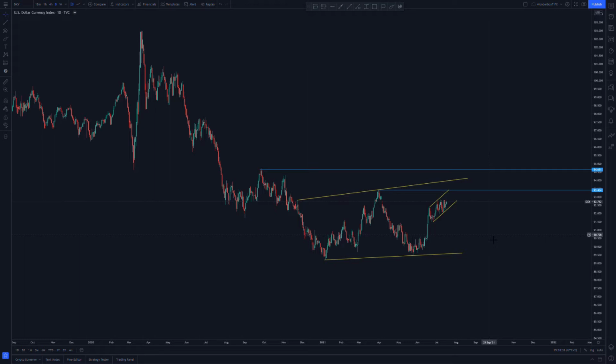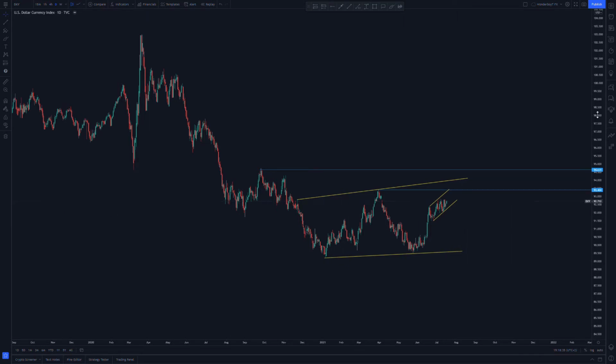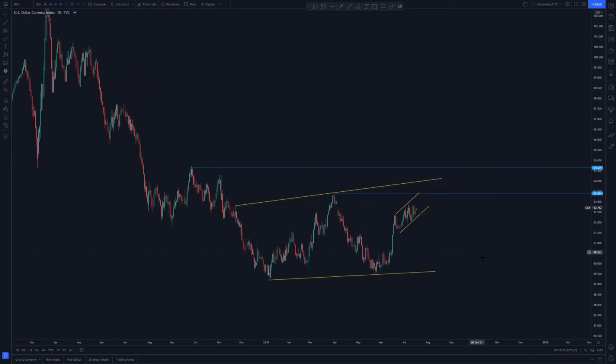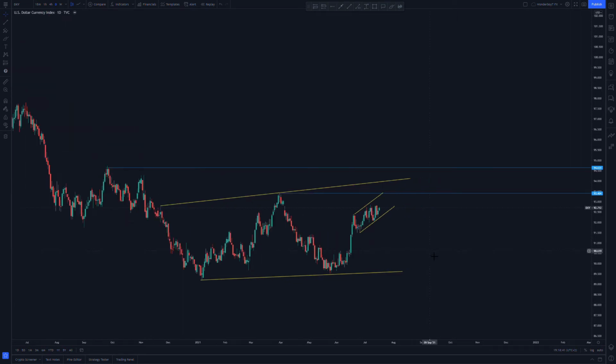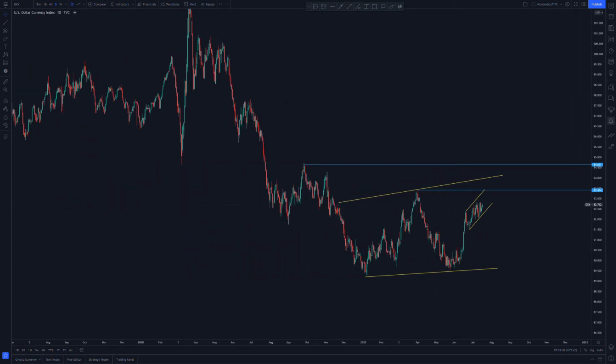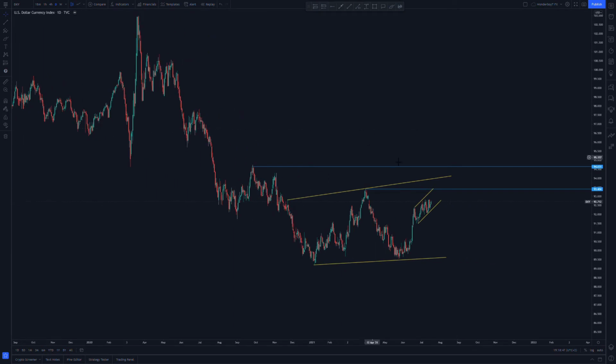So I'm back again today. I'll be sharing my weekly watch list of pairs that I'll be focusing on for the coming week. I'm going to start off with the DXY here, as you can see.